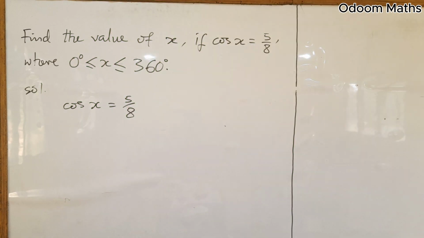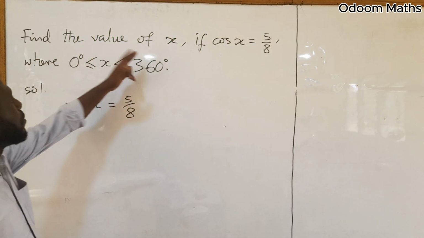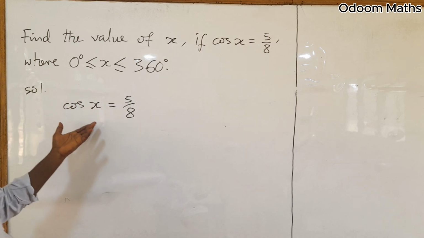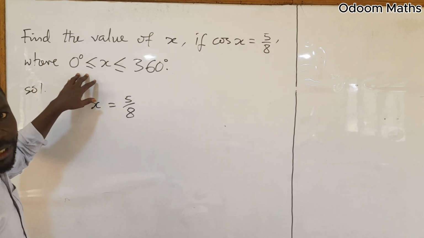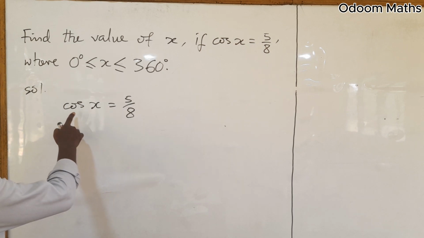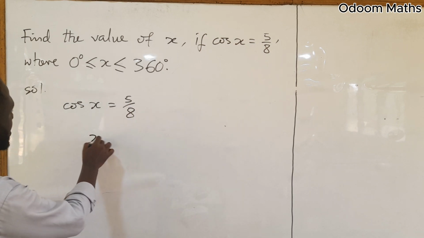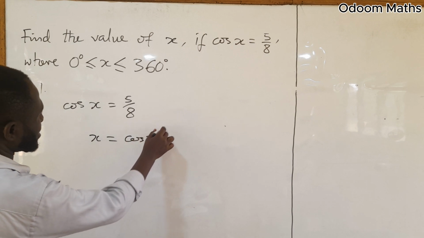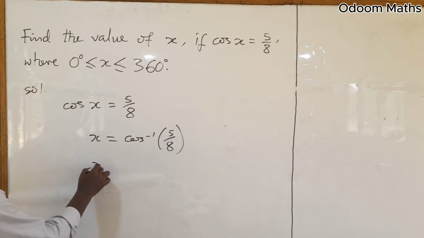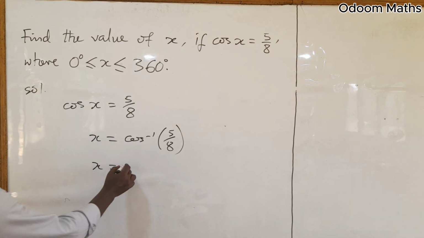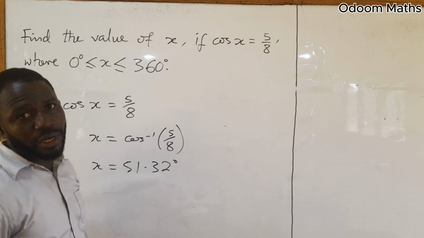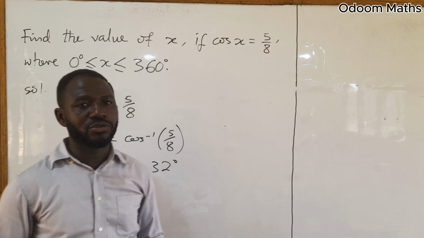Now we are told to find the value of x if cos x is equal to 5 over 8, and x is lying between 0 degrees and 30 degrees. This gives me straight away cos x is equal to 5 over 8. So x becomes cos inverse of 5 over 8. That is dividing both sides by cos. So x is going to be 51.32 degrees. Let's look at one last example and then we draw curtains to this lesson.